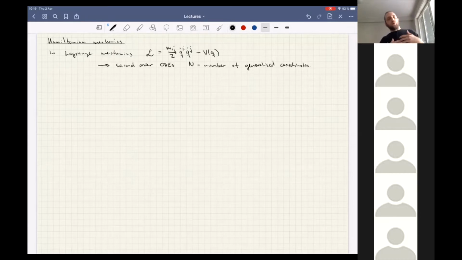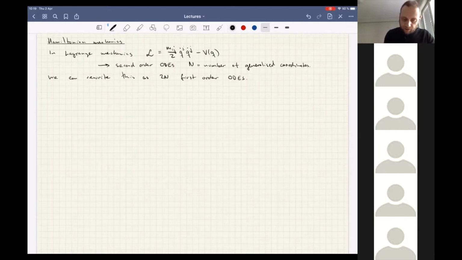What you might be familiar with from solving ODEs is that if you have a second order ODE, you can introduce an auxiliary variable to rewrite your second order ODE as a system of two first order ODEs. And this is essentially the idea behind Hamiltonian mechanics. So we can rewrite this as 2n first order ODEs.